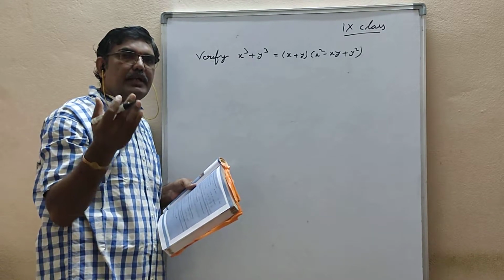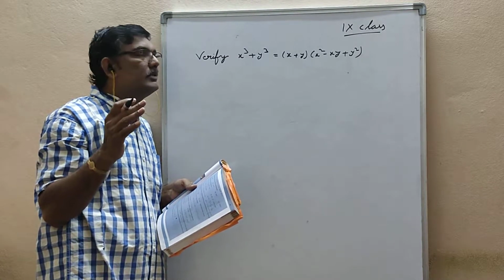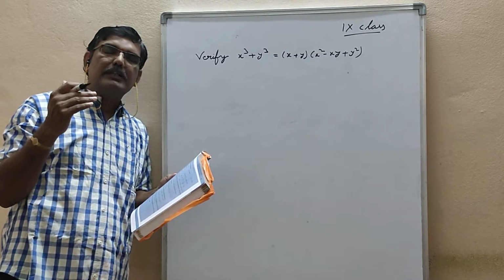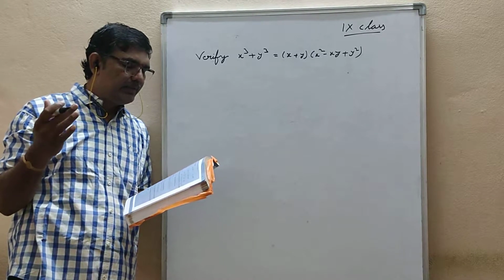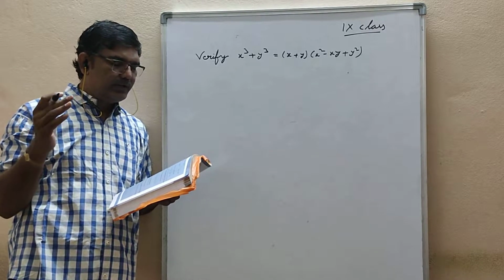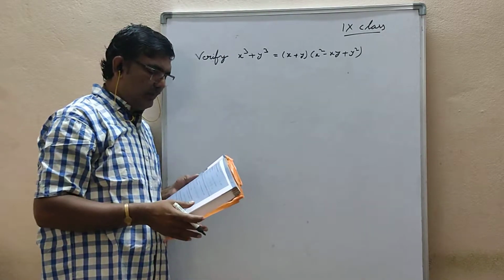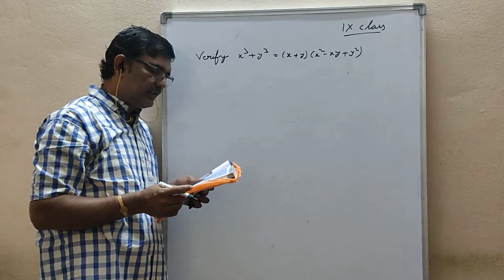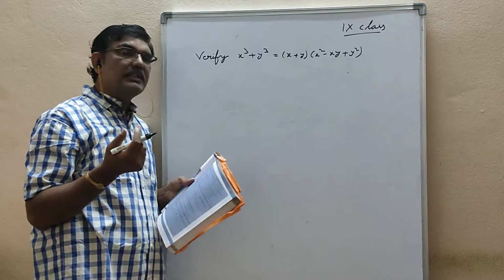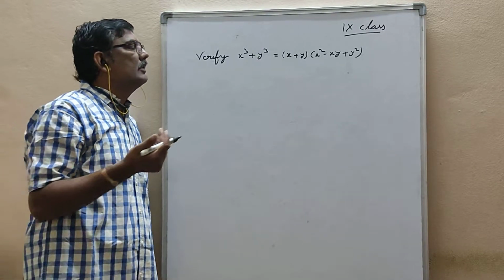Integers means 0 will be there, negative numbers will be there, positive numbers will be there. You should not take 0 and you should not take negative numbers. He is asking to take positive integers, meaning natural numbers from 1 to infinity. You can take any numbers in place of x and y and check LHS and RHS by actual multiplication. If it is true for any number, it is called an identity.